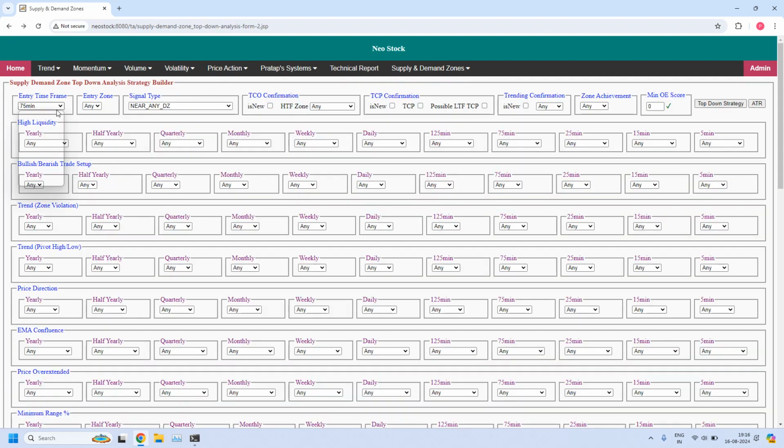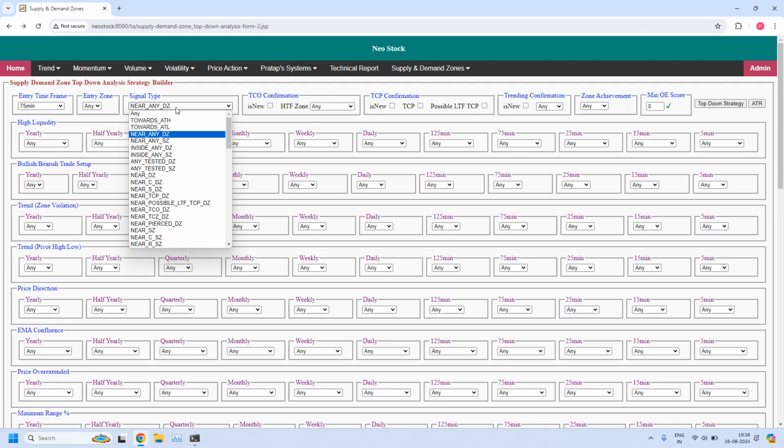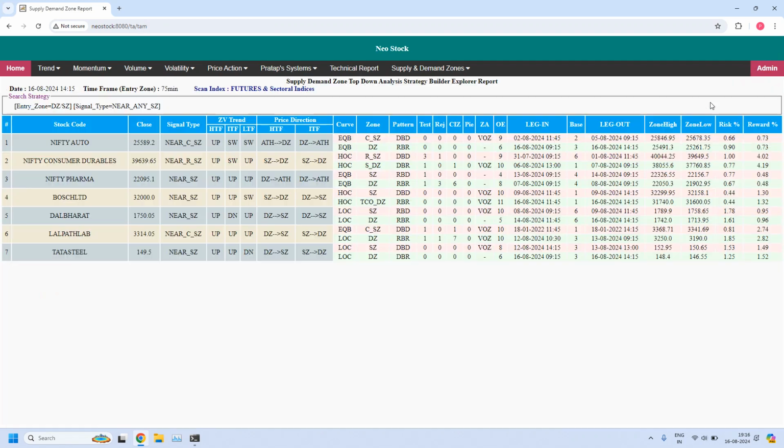The next report for 75 minutes time frame, let us find the stocks near 75 minutes supply zone. 7 stocks are filtered. Let's identify high liquidity supply zones. The first one is NIFTY Auto, but this indices is not listed in F&O, so we can ignore it. The next one is a NIFTY Consumer Durables. This is also an indices not listed in F&O. You can ignore it.